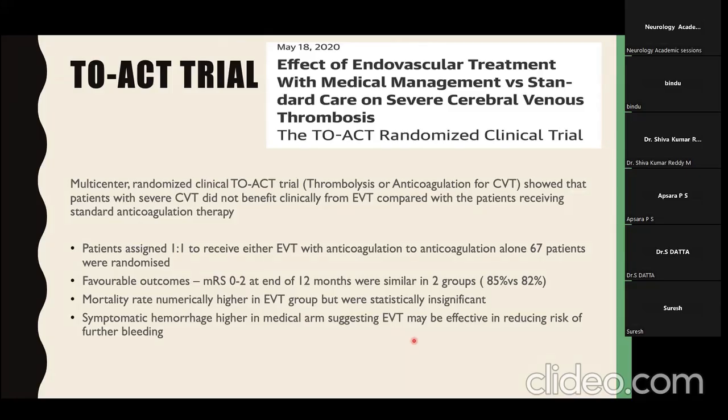Only in acute severe CVT or in acute conditions where the patient is progressing in spite of best anticoagulation therapy.